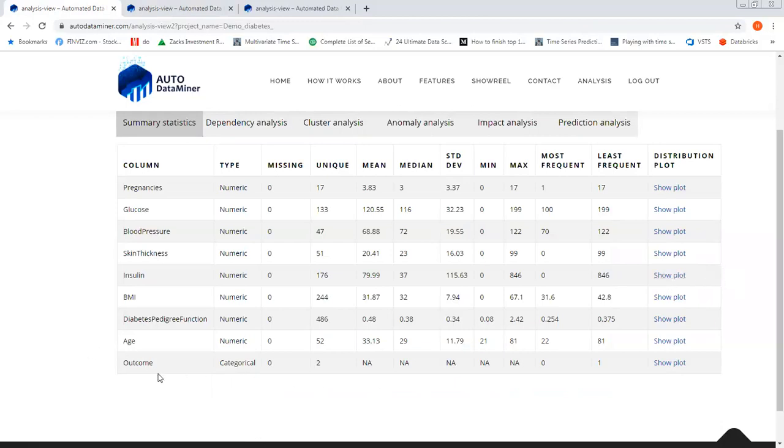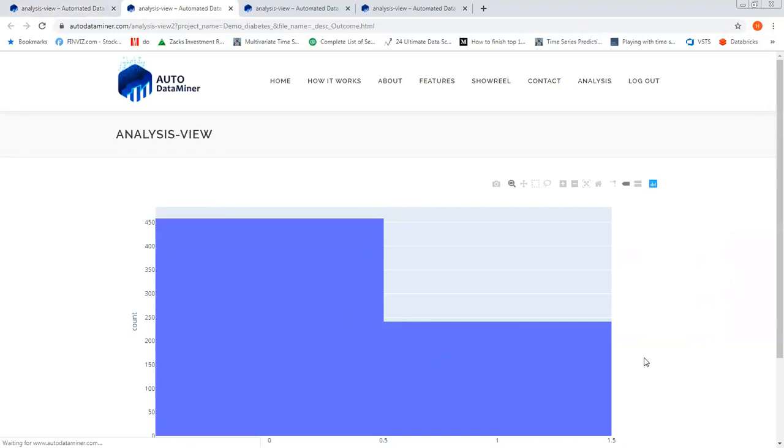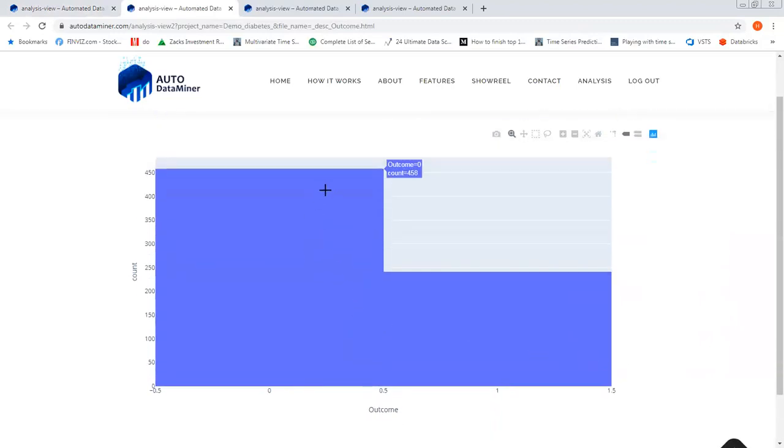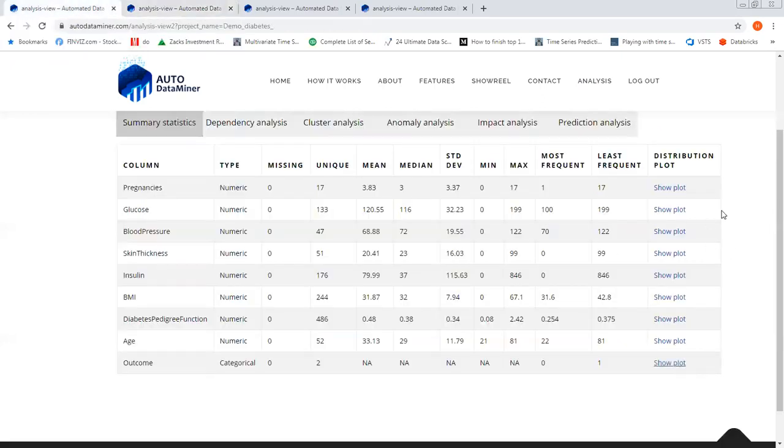And outcome, if you remember, was whether that person had diabetes or not. If I click on that, you can see here we had around 458 people who didn't have diabetes, and the rest, 241 people, had diabetes. Again, you can play with this and get the overall structure, the overall distribution of each single column in your data set using this part.